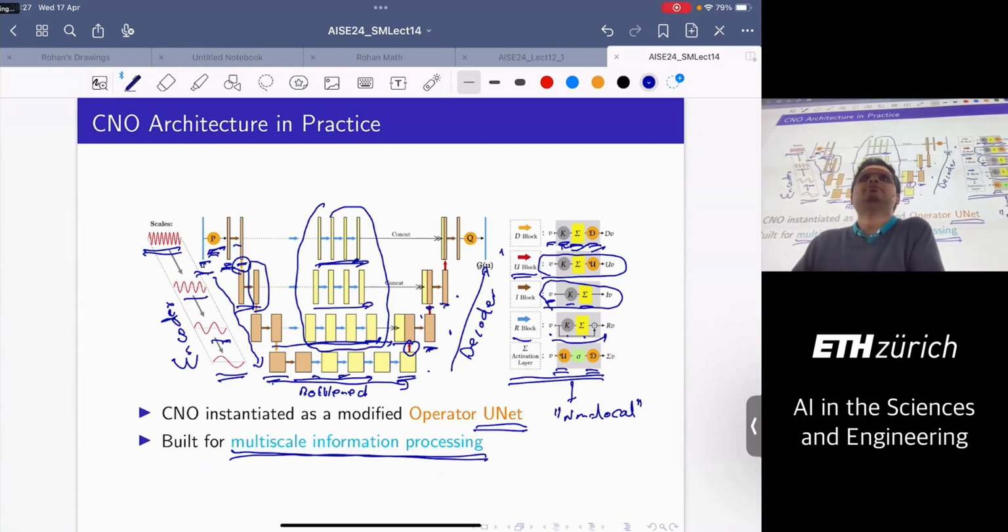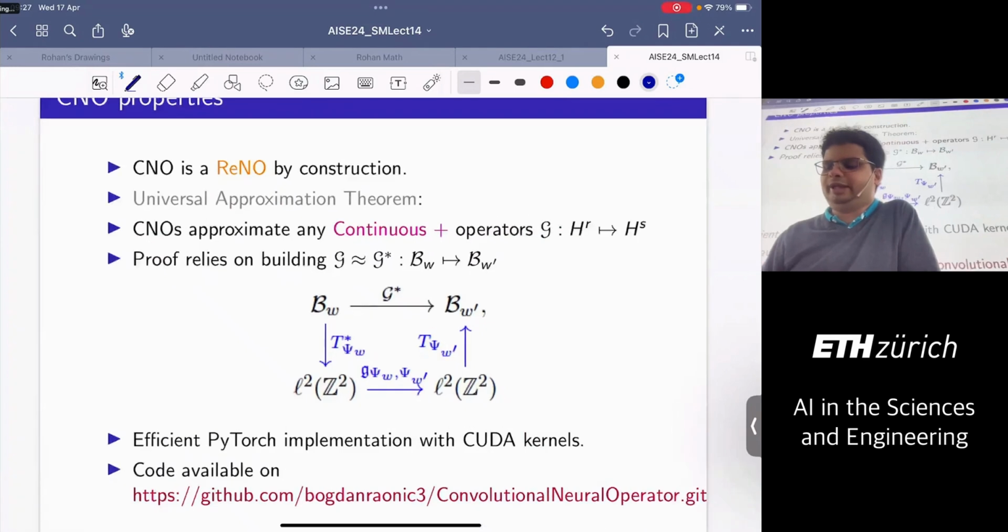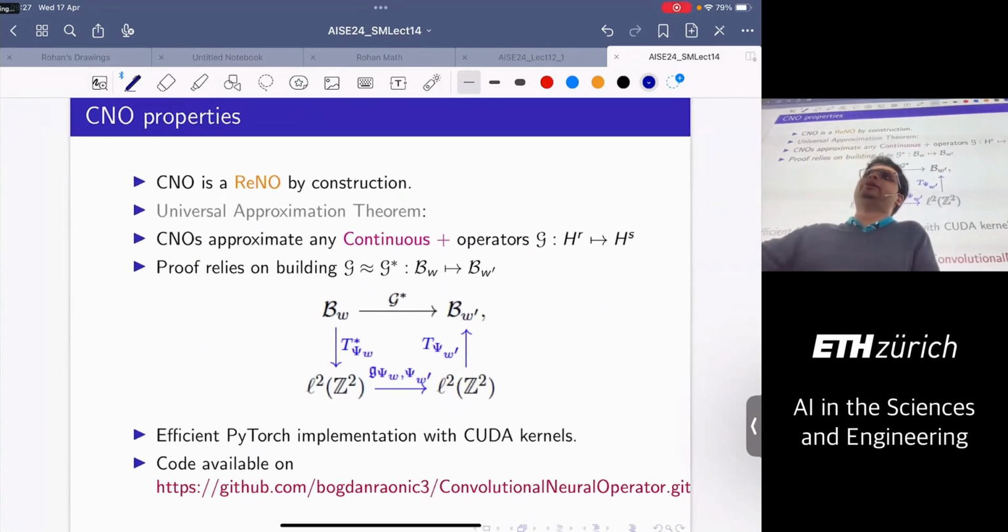Further questions? No? Okay, let's have a quick look at what are the properties of this construction. So again, as long as you have polynomial or rational nonlinearities, by construction, as I explained before the break, you get a ReNO.